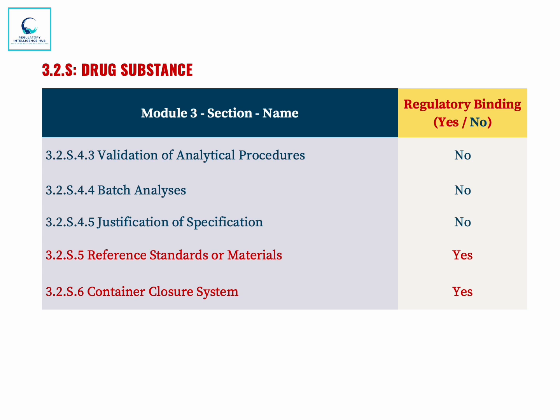Drug substance specification and standards. Analytical validation reports are generally supportive information. The approved analytical method itself is the established condition. Similarly, batch analysis and specification justification are supporting evidence. Reference standard and container closure system are binding because they directly impact quality control and product integrity.